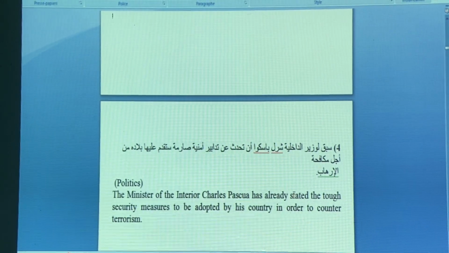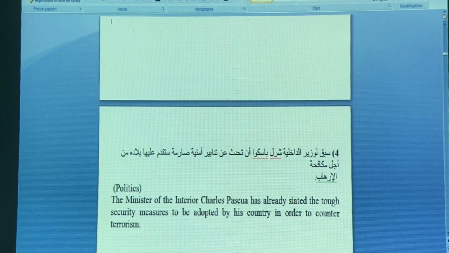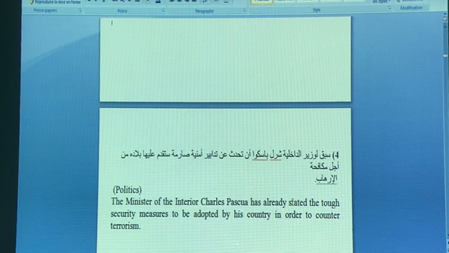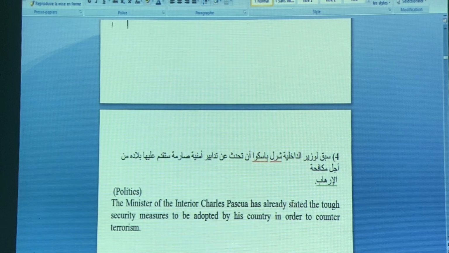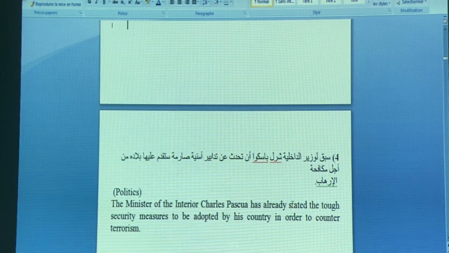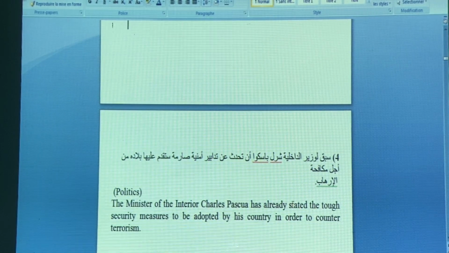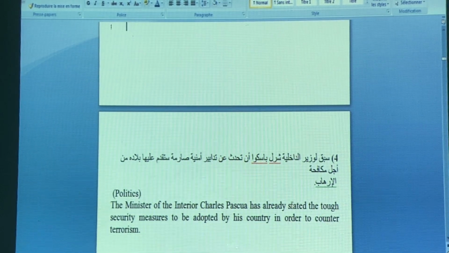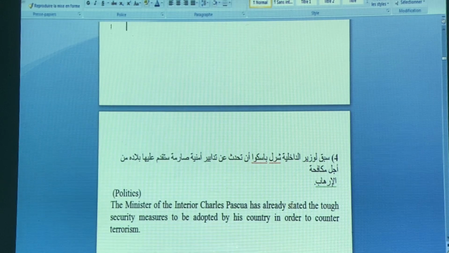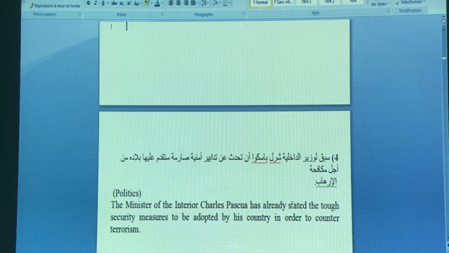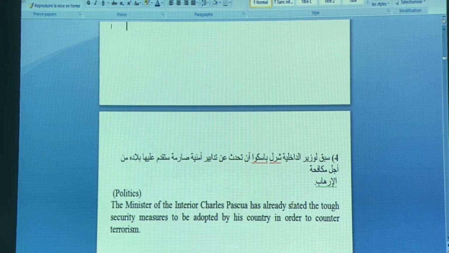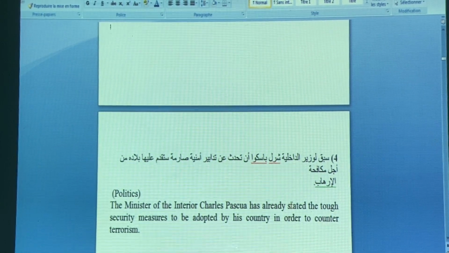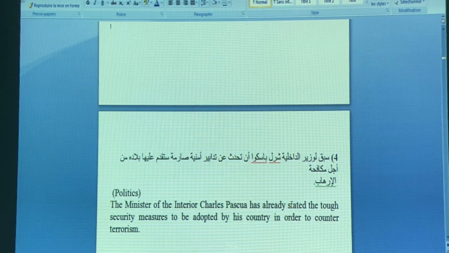The Minister of the Interior Charles Pasqua. So in Arabic we have الجملة الفعلية سبق لوزير الداخلية. However, in English we have to start by the subject. Remember, SVO in English, VSO in Arabic. Has already stated or referred to or mentioned the tough security measures to be adopted by his country in order to counter terrorism.